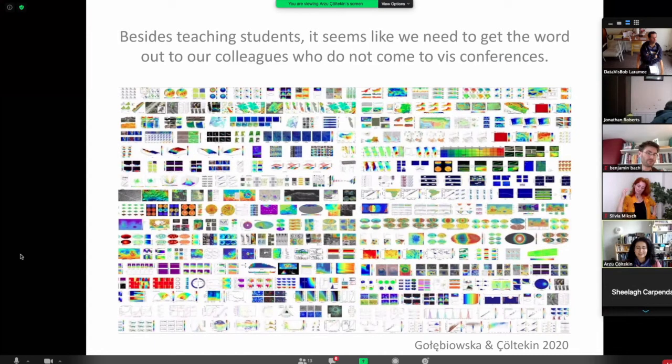And it feels like we need to get the word out to our colleagues other than those who come to the visualization conferences. I think that visualization community by now understands the limitations. But even here with the rainbow, the answer is it depends. It's not a blanket binary yes or no. It's true for pie charts and bar charts and all that. I think many of you are quite aware of this.